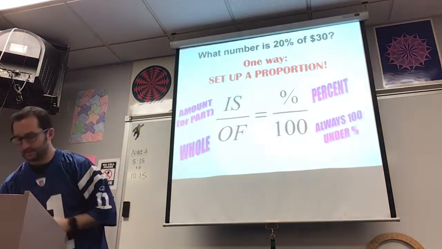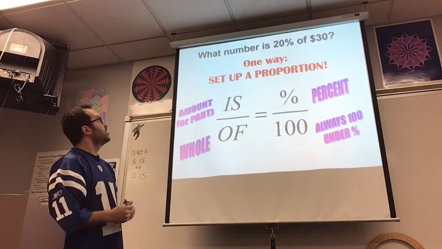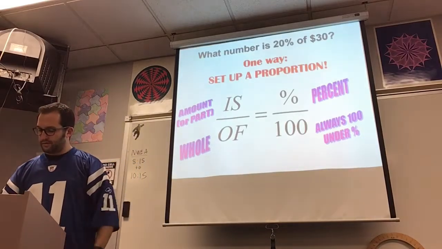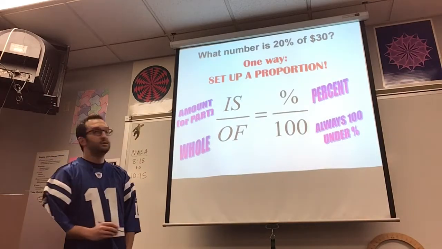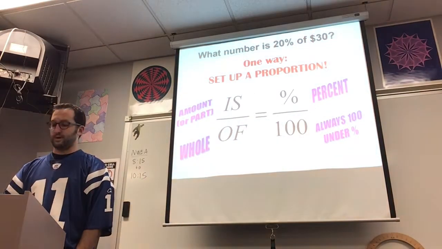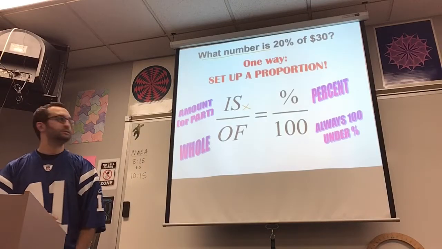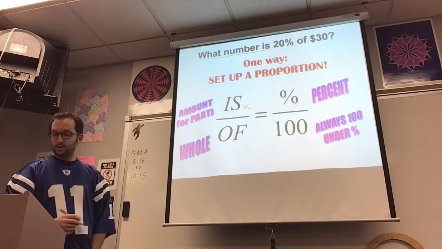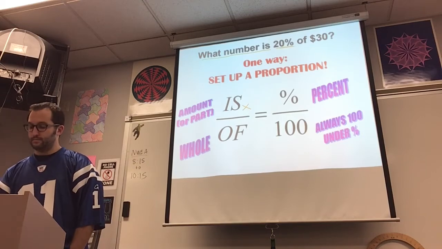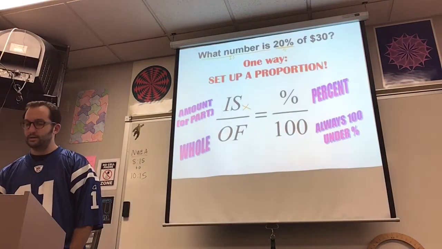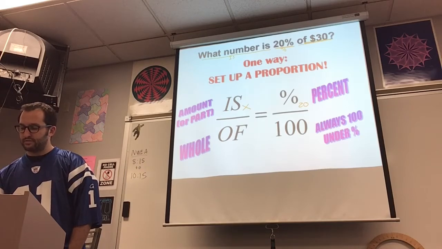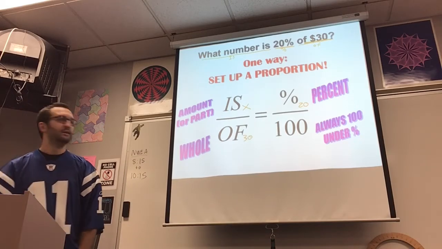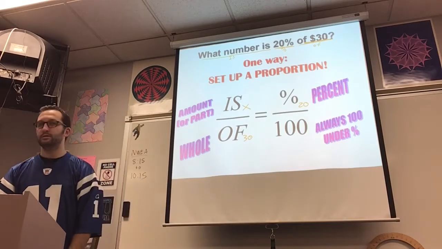So let's look at what the percent would look like for this question. What number is 20% of $30? Well, the words is and of are important for us. So what number is, we don't know, right? X. 20%, so this is, and this is percent. So that would be 20. Of $30, that's the of. 30. And this actually ends up being a pretty straightforward process.